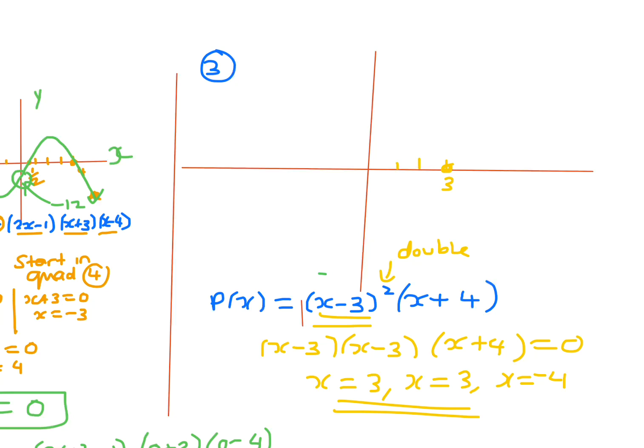And there is a single root at minus 4. I just had 4, it should be minus 4. And it is a positive x cubed, because that would be positive x squared times x. That's going to start up here. So if we go to draw it now, it has to touch at the double root.